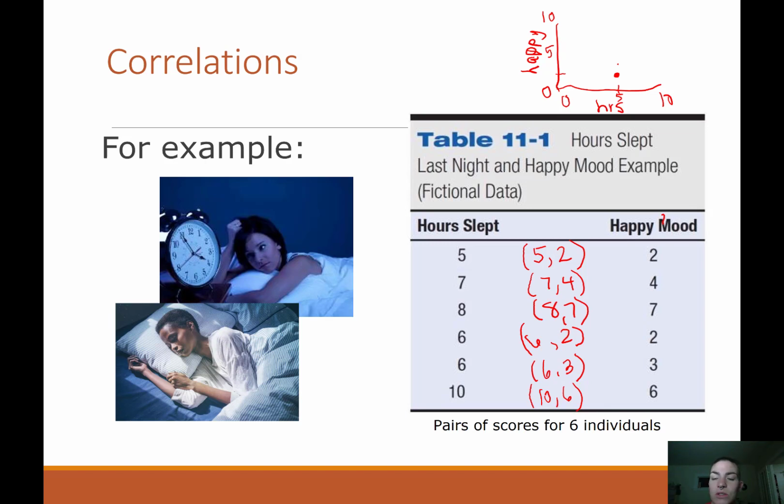I could also do a point for the second person who slept 7 hours and has a mood of 4. So 7 hours, somewhere on here, mood of 4. I'm going to put their point right there. Okay, so I'm going to stop here, but you might want to pause the video and practice making a scatter plot with the rest of these points. Okay, because I have the full scatter plot on the next slide.